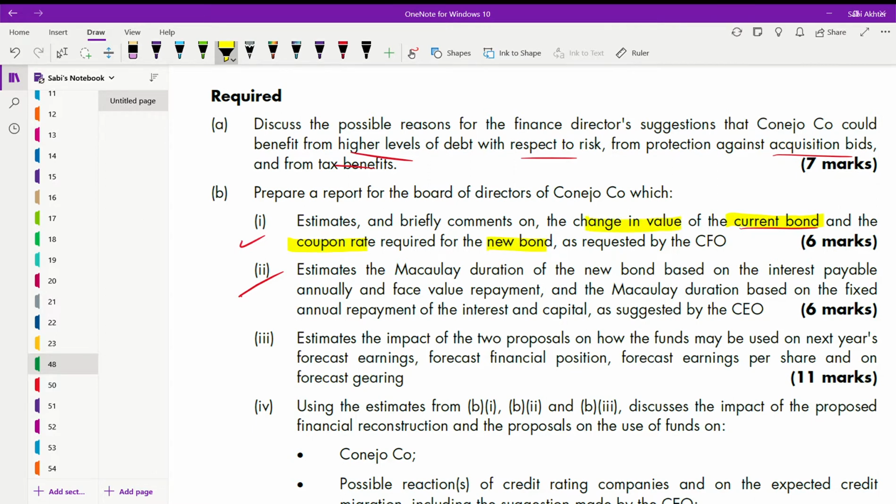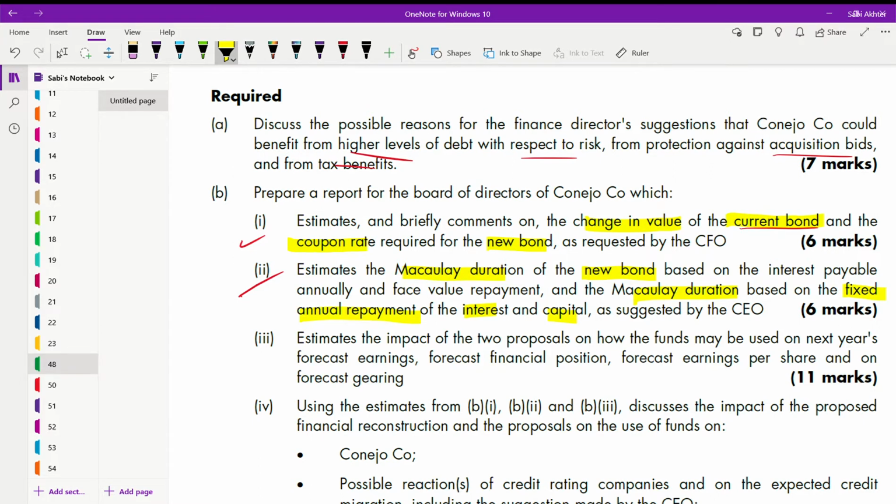6 marks is there. And the next one is the Macaulay duration of the new bond based on the interest payable annually and face value repayment, and the Macaulay duration based on the fixed annual repayment of interest and capital. So under these two, you have to know how to find them.